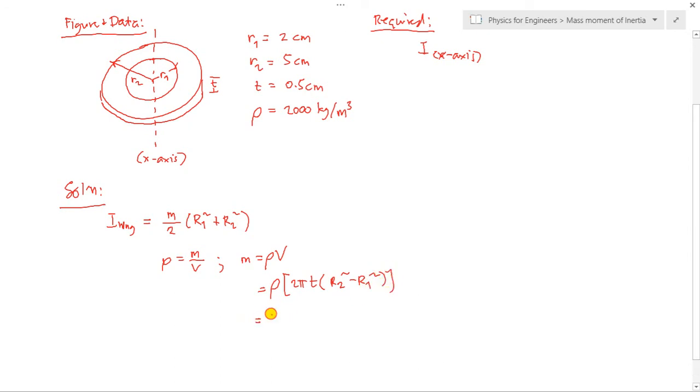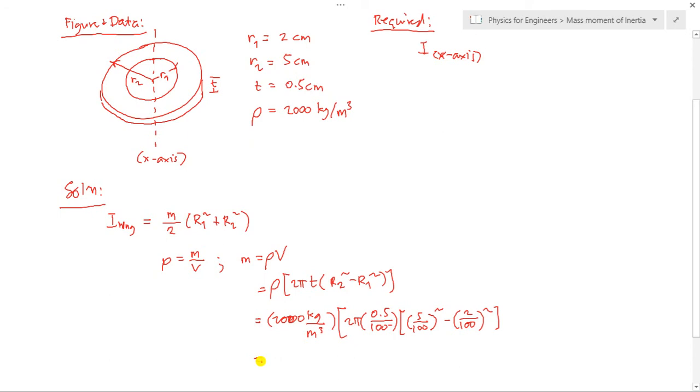Okay, the density here is 2000 kilogram per cubic meter, then multiplied by 2 pi. The thickness is 0.5 cm. Since ang density ka in cubic meter, so i-convert ni siya into meters. That is 0.5 over 100, so mahimo na siya og meters. Then the outer radius is 5 cm, that is 5 over 100 then squared minus 2 all over 100 squared. So ato na siya gi-convert para ma-uniform ang atong units.